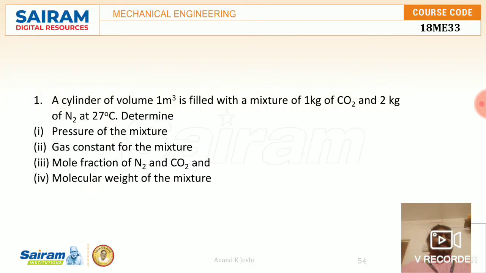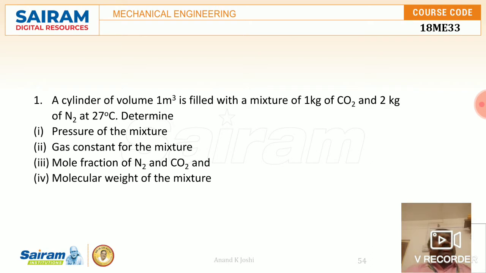So this is the problem. I'll read out the problem. A cylinder of volume 1 meter cube is filled with a mixture of 1 kg of CO2 and 2 kg of N2 at 27 degrees centigrade. Determine the pressure of the mixture. Second one is the gas constant for the mixture. Third one is the mole fraction of N2 and CO2 and the molecular weight of the mixture. So in this problem, with very limited input data, we are going to find out all these parameters.